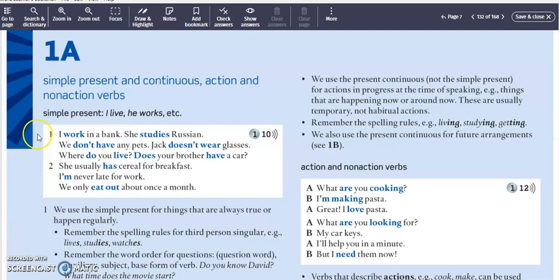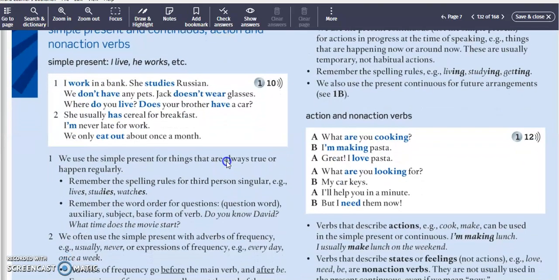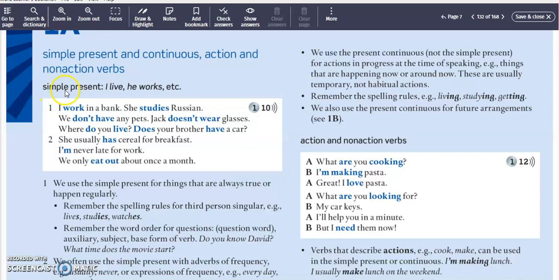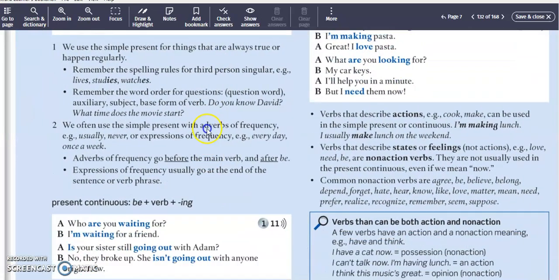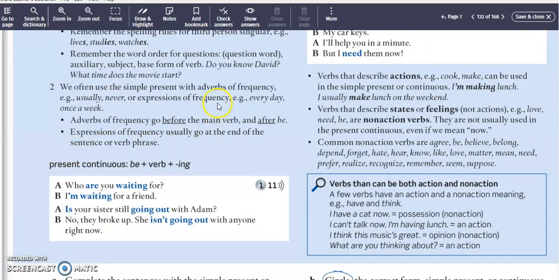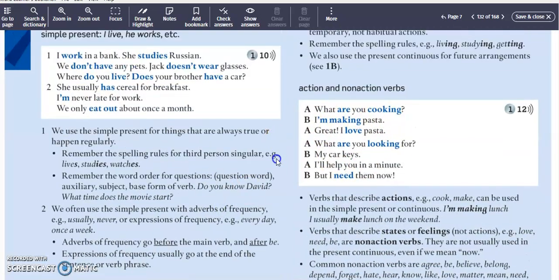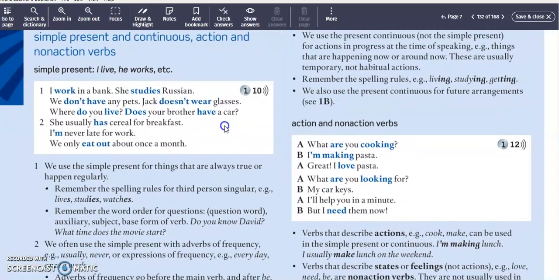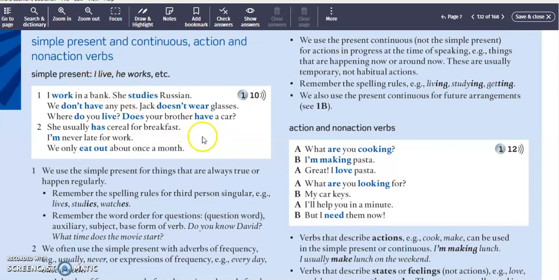Today we are going to see the class of Level 5, File 1A, Simple Present and Present Continuous, Action and Non-Action Verbs. Okay, first we're going to state the difference between using the present simple, or simple present, and the present continuous. And then we're going to see the action and non-action verbs. So what is the simple present?